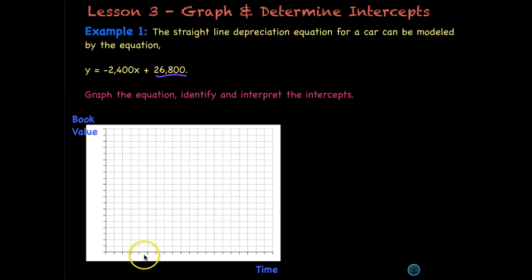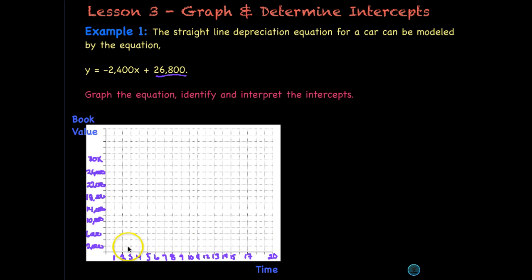We also need to label the x-axis for time. And remember that time is in years. We depreciate our automobiles over a year at a time. So we would want to label our time just in years. So we would maybe label it as 1, 2, 3, and I'll continue to label it. Now I have my labels.